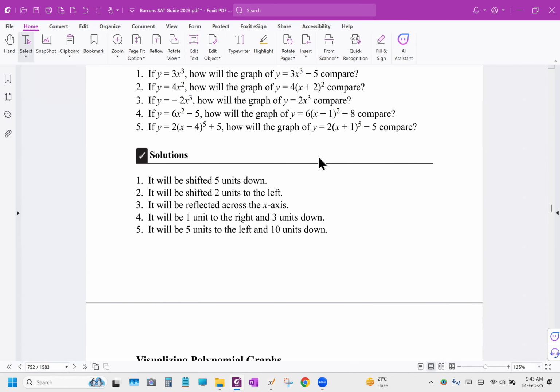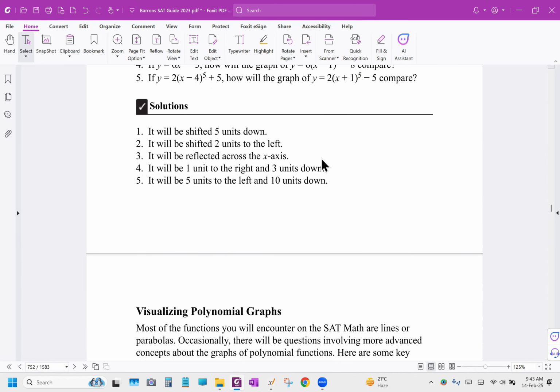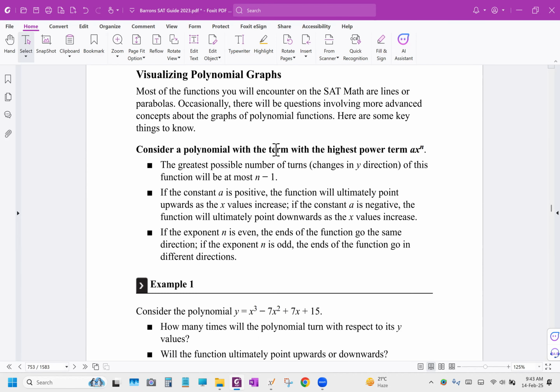It will become more clear. It will become clearer if you're practicing. If you're practicing more, then it will become clearer.